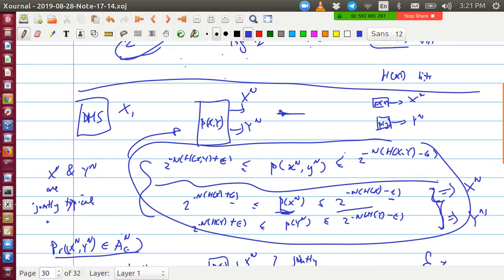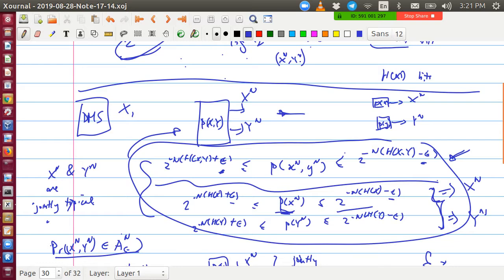And then jointly typical requires that x^n and y^n are typical and also satisfy this extra condition here. So all the conditions should be satisfied. If we introduce the epsilon in the definition, and everything satisfies these conditions, we say x^n and y^n are in the typical set, that is, (x^n, y^n) is typical.